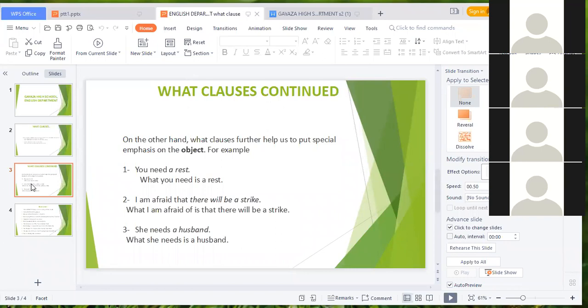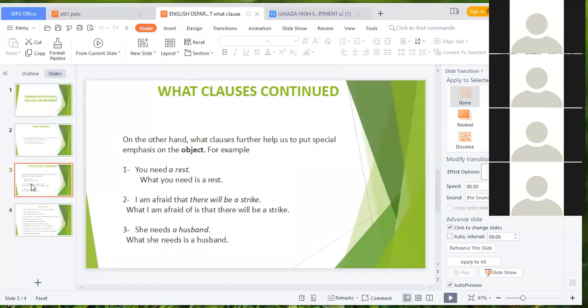Okay, number 3, she needs a husband. She, subject, needs, verb, a husband, object. So we shall emphasize the object with the what clause, and we rewrite and say, what she needs is a husband. So the what clauses are simply putting emphasis on either the subject or the object, and they're very simple.